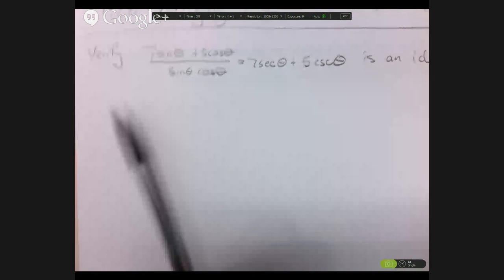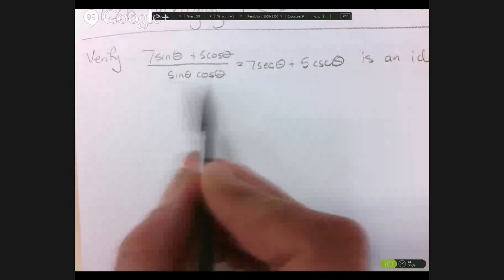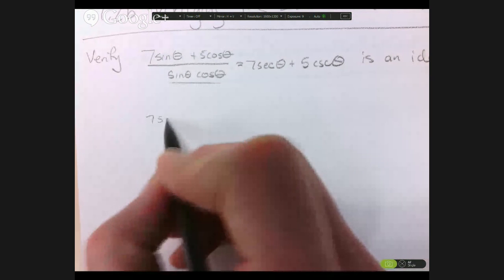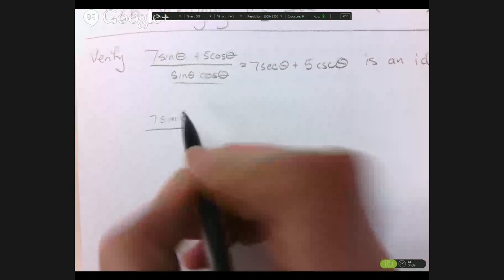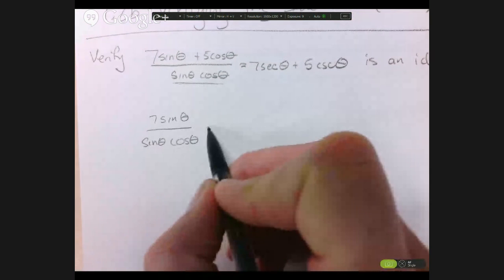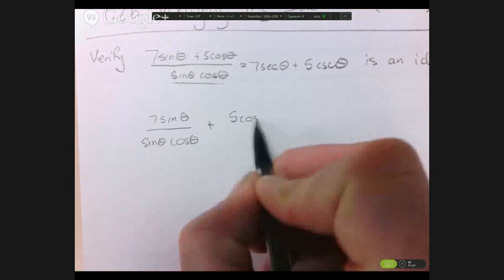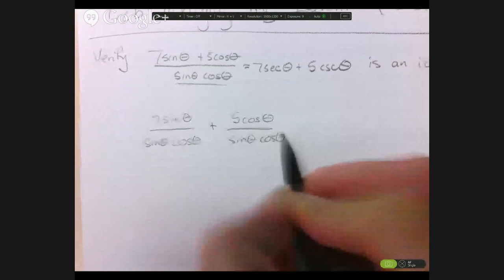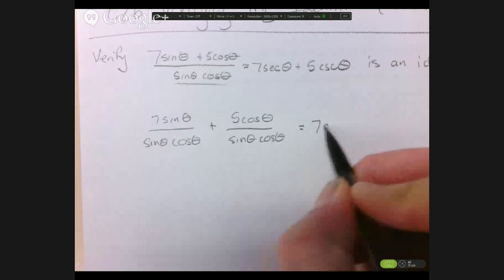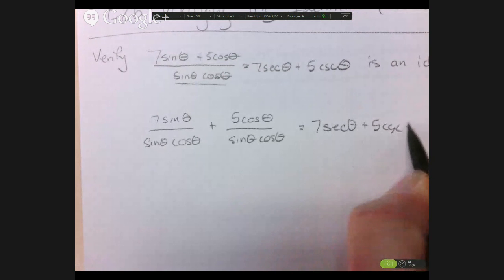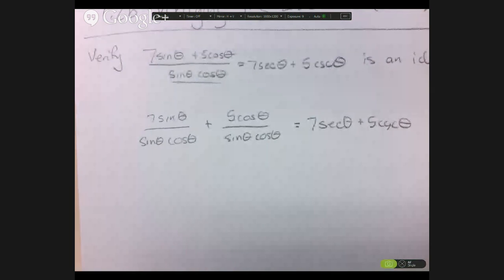Okay. Here's our common denominator, right? So I'm just going to put 7 sine theta over sine theta cosine theta plus 5 cosine theta over sine theta cosine theta. Okay, so we're splitting fractions apart.